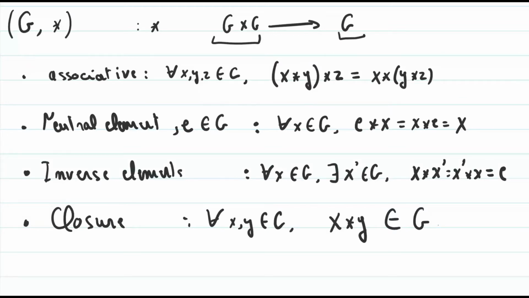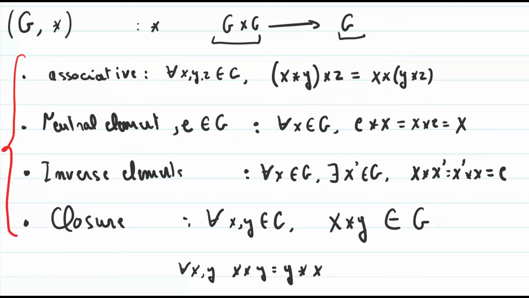If moreover the operation is commutative, like if for all x and y, x star y equals y star x, I say then that the group is abelian or a commutative group. But this doesn't hold always for all groups. So these are the properties which define a group. And those are the only properties.